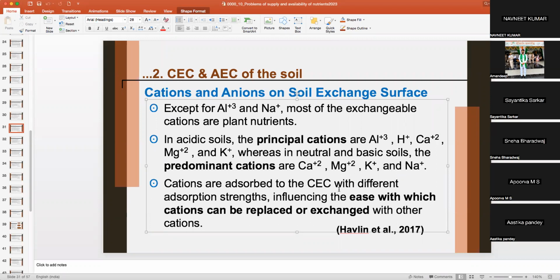Cations are adsorbed to the cation exchange sites with different adsorption strength. The strength of adsorption will be different, influencing the ease with which a cation can be replaced or exchanged with other cations, because cation exchange is bound to happen between the soil solution and exchangeable sites. So in this case, which cation will be replaced first, or which cation can be easily replaced? It will be decided by certain characteristics of the cations.